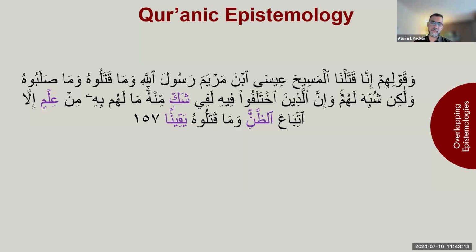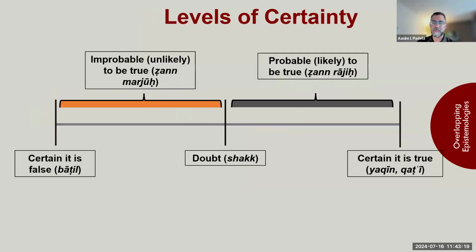So these are the levels of certainty that the students then learn. We talked about the four sources of knowledge. Now through this verse you have this spectrum of certainty about claims that come from any source of knowledge, whether it is doubt in the zone of 50-50, so to speak, or certainty that something is false, which is batil, or it's true, yaqeen. And in between, you have the zones of probability, where we have likelihood of being false or likelihood of being true: dhanna rajih or dhanna marjuh.